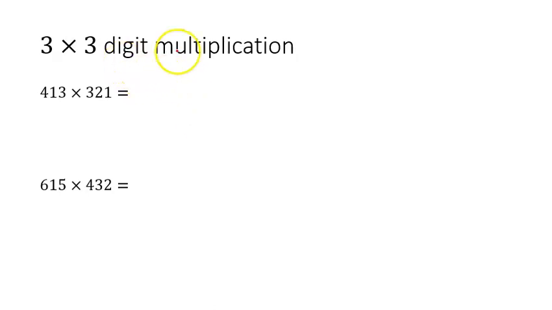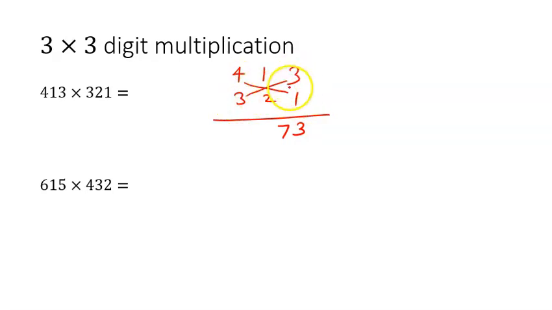Now let us do the 3 cross 3 multiplication. And as I told you, 5 steps will be involved here. So what are those 5 steps? 413 and 321. Step number 1, 3 into 1 is 3. Step number 2, 1 into 1 is 1, plus 3 into 2 is 6, so 1 plus 6 is 7. Step number 3, 4 into 1, then 3 into 3, and then 1 into 2. So 4 into 1 is 4, 3 into 3 is 9, so 4 plus 9 is 13, and plus 2 is 15, 5, and 1 is the carryover term.